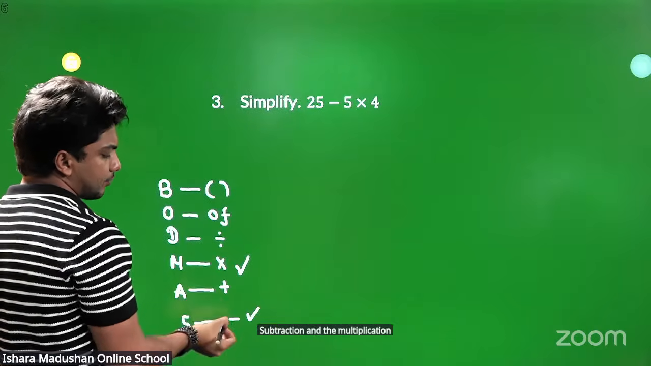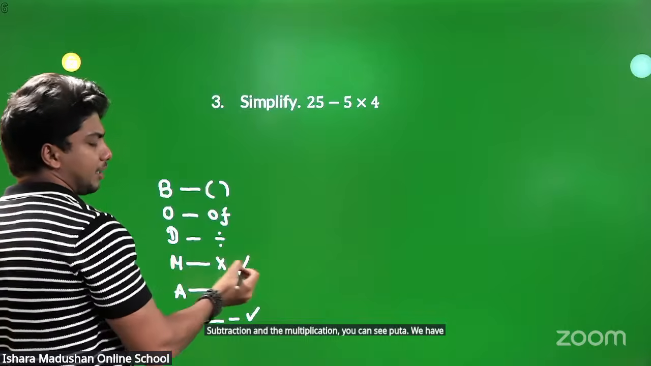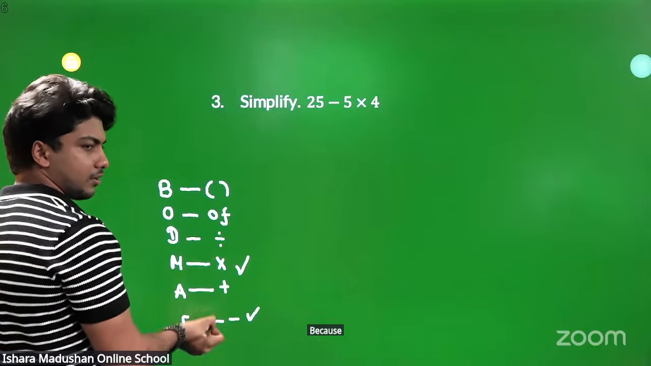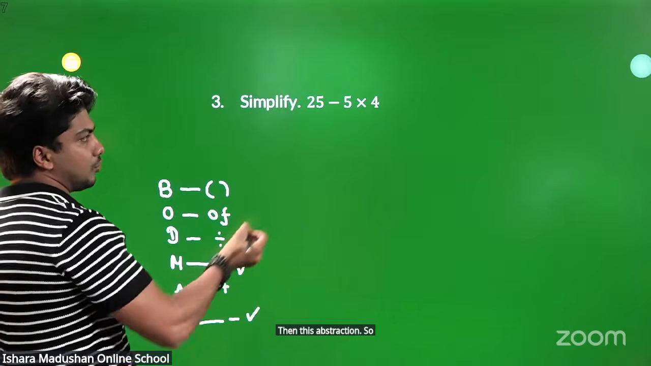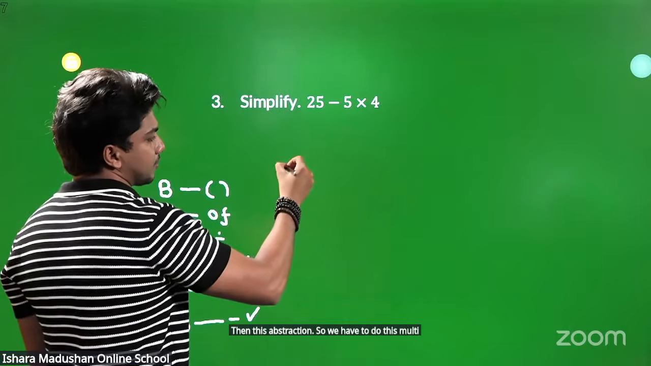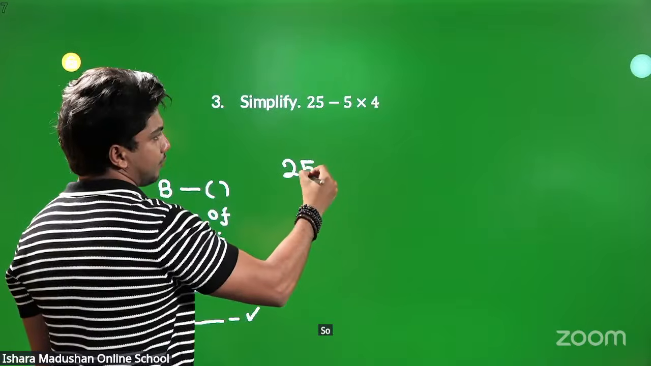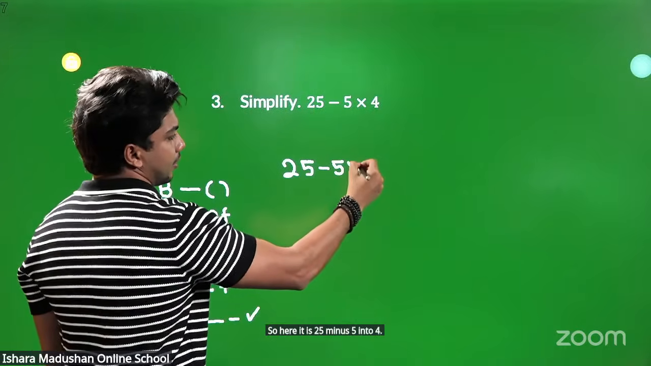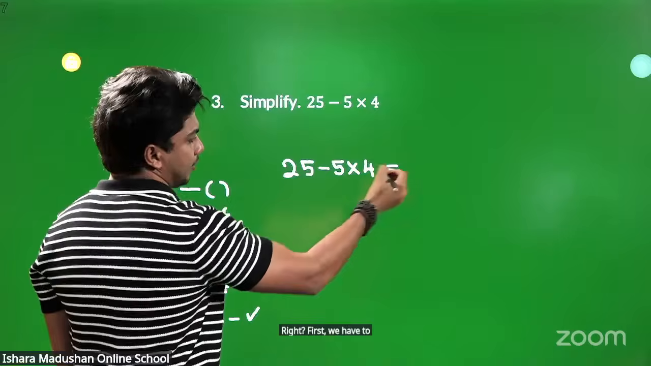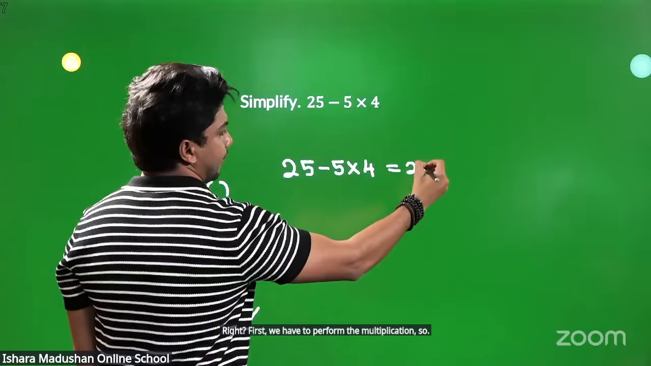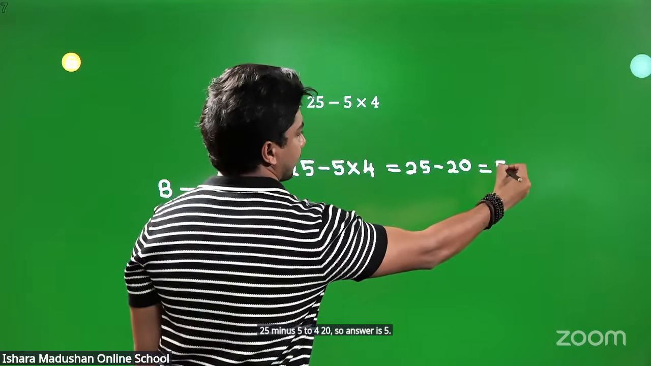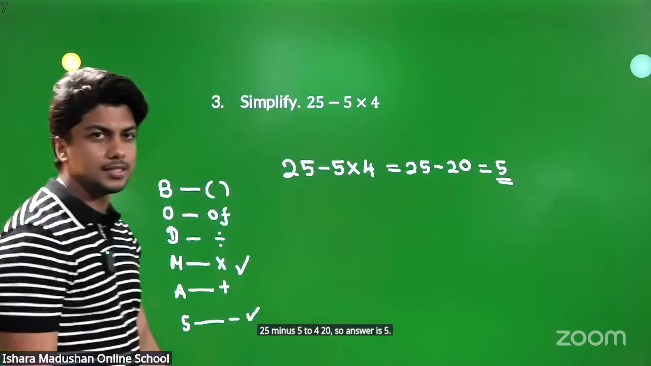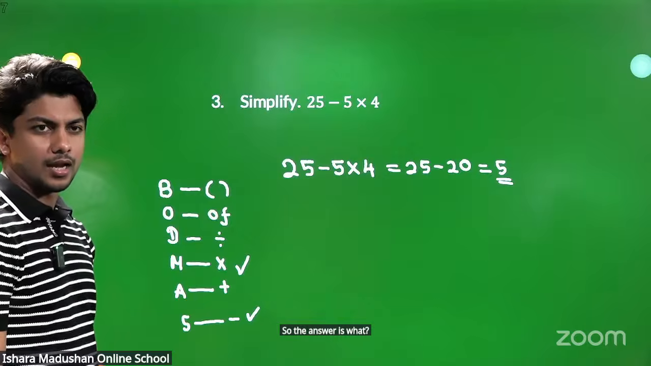You can see we have to do the multiplication first because it is higher in the order than the subtraction. So here it is 25 minus 5 into 4, right? First we have to perform the multiplication. 5 into 4 is 20, so 25 minus 20, the answer is 5. So you can understand that.